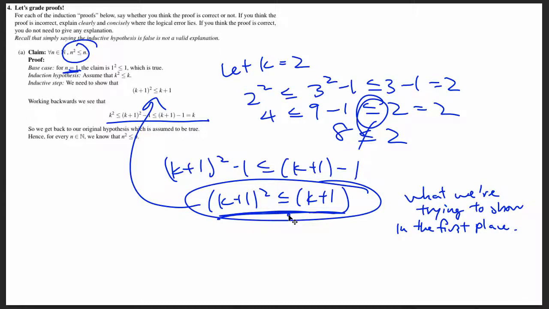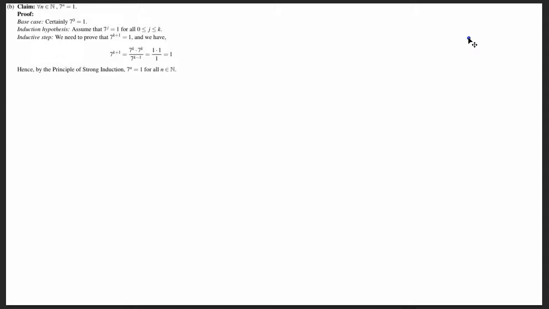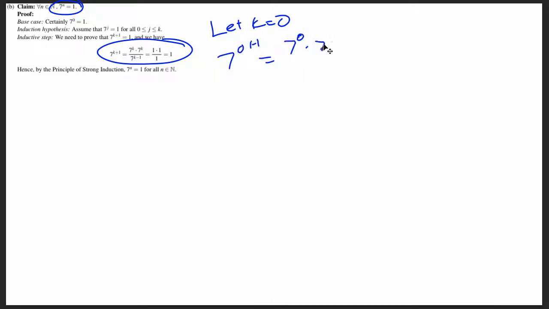So, moving on. Now we have another incorrect proof, which is that 7 to the n is clearly not equal to 1 in all cases. And basically we should try an example in the inductive step proof. So let k equal to 0. 7^(0+1) equals 7^0 times 7^0 over 7^(0-1). And you can see here that this is 1 times 1 over 1 over 7, which is actually 7 and not 1. So what went wrong?